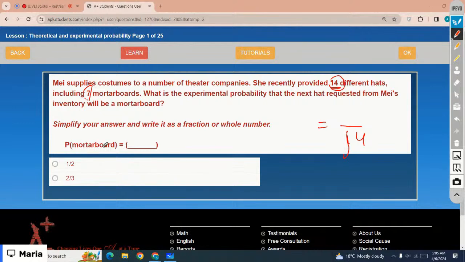You need to calculate the probability of mortar boards. So probability of mortar boards is 7 over 14, because 7 are the outcomes for mortar boards and 14 are the total outcomes. When you simplify them, divide them by 7: 7 times 1 is 7 and 7 times 2 is 14. So the correct option is 1 over 2. Option number 1 is the correct option.